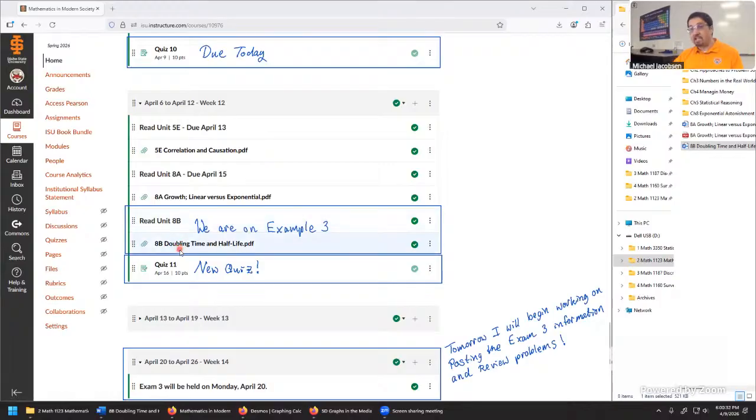So far, we're on the third example of the exponential growth, exponential decay section, named doubling time and the half-life. And as far as the quizzes go, we have quiz number 10, based off our graph section in chapter 5, due today. And our new quiz number 11 has been posted. Because we only started unit 8B, this quiz 11 is based off a unit 8A problem instead. But that's what we have going on for the moment.